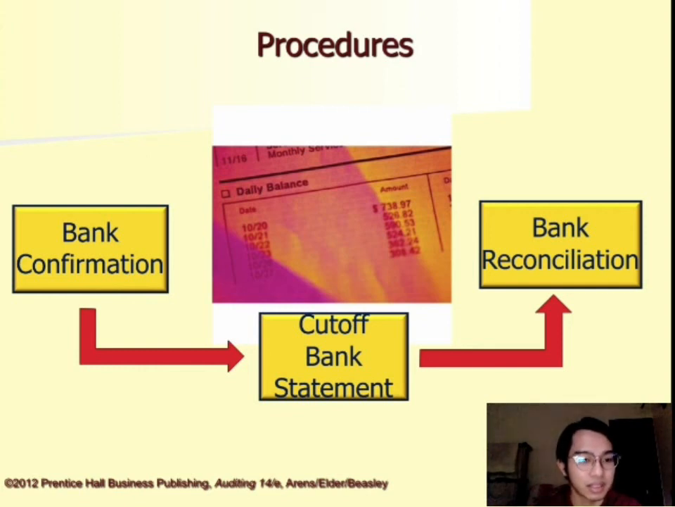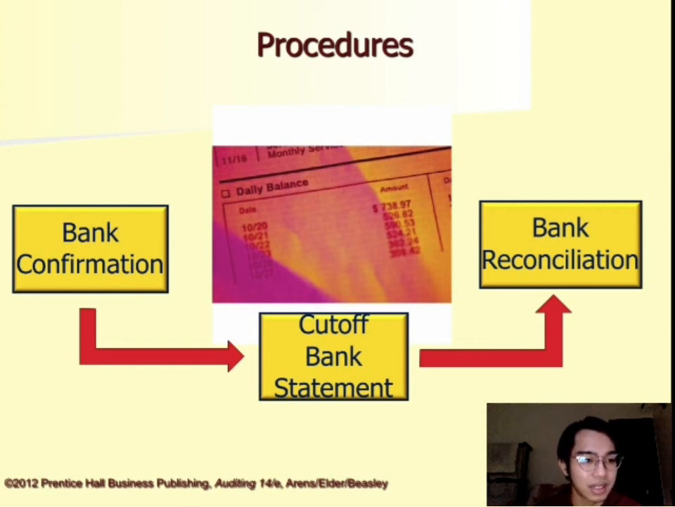The auditor's verification of the reconciliation involves several procedures, and there are four of them. The first one is to verify the client's bank reconciliation is mathematically accurate. Next, trace the balance on the bank confirmation and or the beginning balance of the cut-off statement to the balance per bank on the bank reconciliation to ensure they are the same.